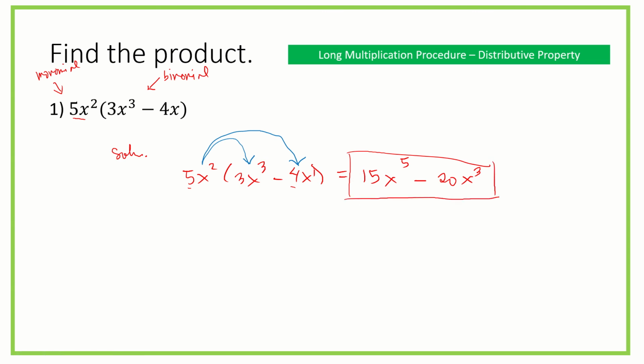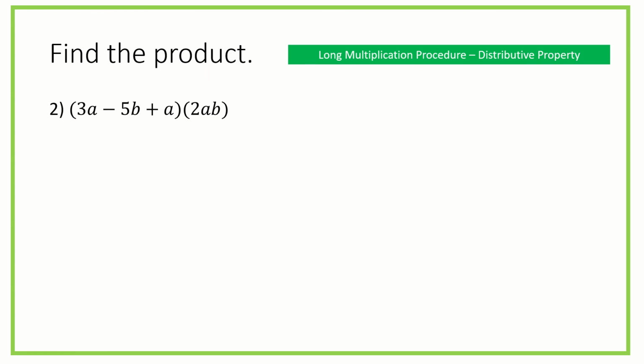Okay, let's have another example. So we have here the quantity of 3a minus 5b plus a times the quantity of 2ab. So which one is our monomial in here? Our monomial is the one inside the second parenthesis. That's our monomial. And the other one is our polynomial, but to be more specific, it's a trinomial because it has 3 terms. First, second, and third.